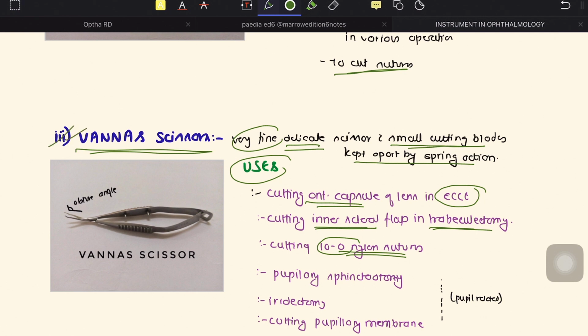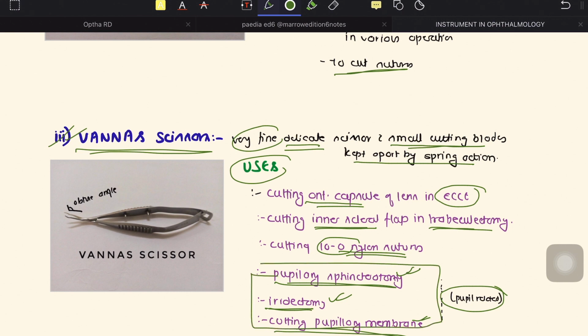And it is also used during pupillary sphincterotomy. It is also used during iridectomy, and it is also used to cut pupillary membrane. So these are the pupil related surgeries like pupillary sphincterotomy, iridectomy, and cutting pupillary membrane. So these are very fine operations in the eye where Vannas scissor can be used. It can also be used to cut 10-0 nylon suture, and it is also used to cut an anterior capsule of the lens during ECCE, and it is also used for cutting inner scleral flap during trabeculectomy.